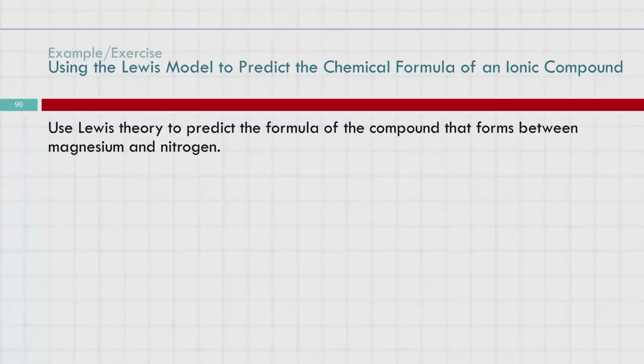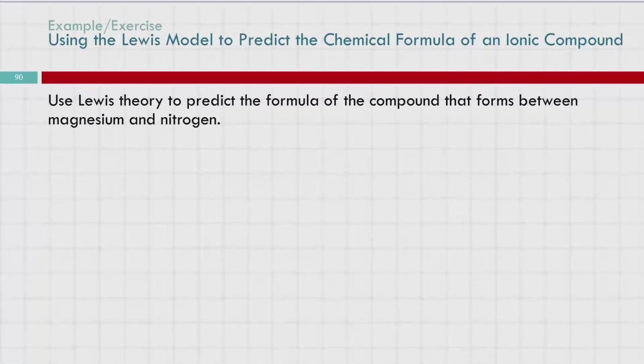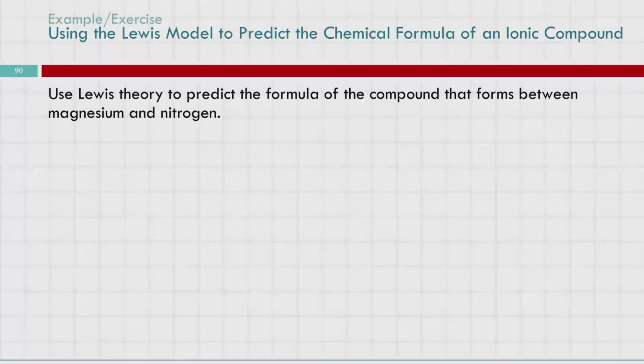We can do the same idea with magnesium and nitrogen. Magnesium has what symbol? Mg. How many dots are we drawing on Mg? We are drawing 2. It's in the second group. It's an alkaline earth metal. It's got 2 valence electrons, 2 dots.